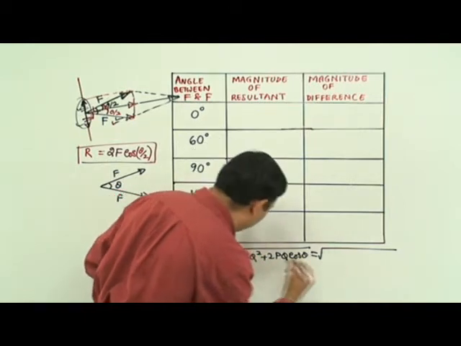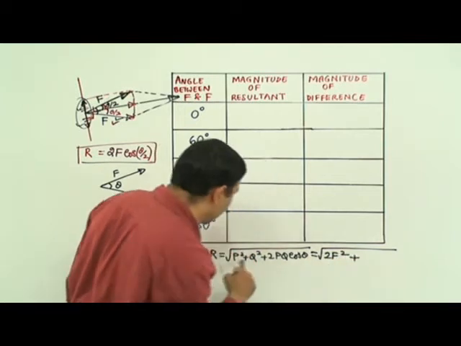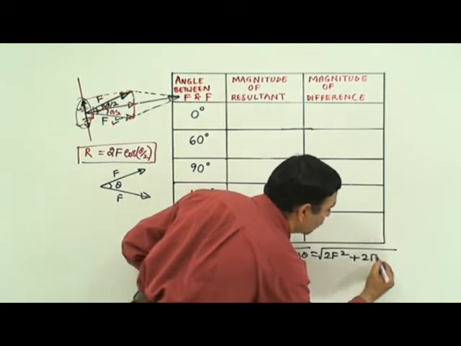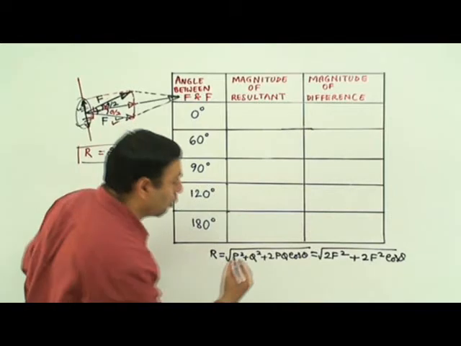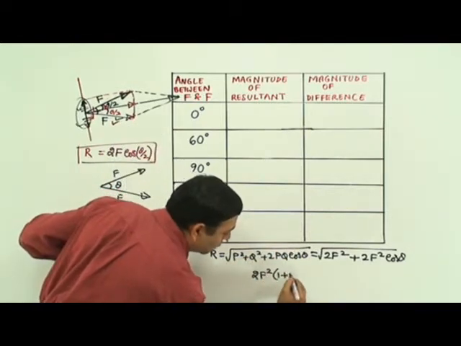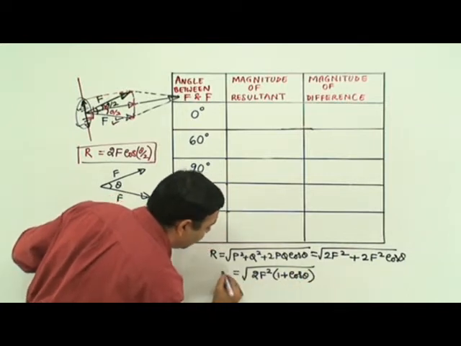Fine. So this becomes F squared plus F squared, which means 2F squared. Okay, I'm just taking F squared plus 2F into F squared cos theta, plus 2F squared cos theta. Fine. Now here I can take out 2F squared common. So if I take out 2F squared common, what is left is 1 plus cos theta, which I am keeping in the root here, and this is the magnitude of resultant.